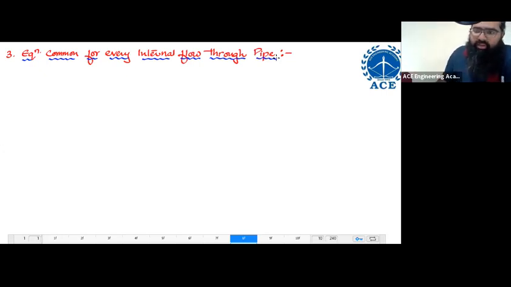For example, the equation of velocity in laminar flow through pipe and turbulent flow through pipe, both of them are different. But the equation of shear stress in laminar flow and turbulent flow through pipe will be same. That equation, which is common, that we are going to discuss. For example, the equation of shear stress, the equation of pressure drop, the equation of head loss. All these are some common equations. Laminar flow and turbulent flow, both of them will have same formula. That is what we are going to discuss over here.